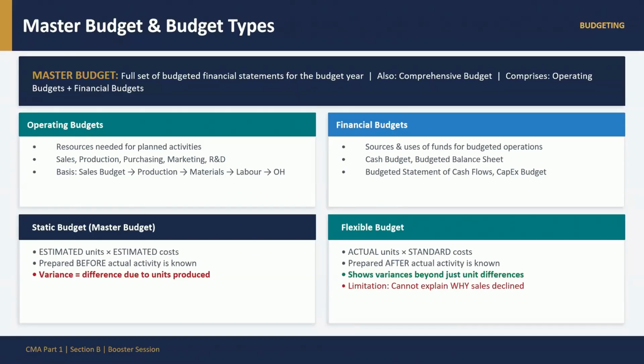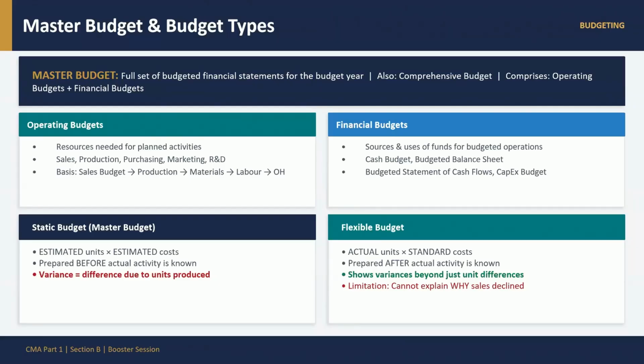So now the master budget consists of a full set of budgeted financial statements for the budget year. And it is also called a comprehensive budget. But the master budget is again segregated into two budgets, which are the operating budget and the financial budget. So what is this operating budget? Operating, the word itself says the core operations that we perform in a business. So this operating budget will include all our day-to-day operations. Okay, sales, production, purchasing, marketing, R&D, and also the income statement.